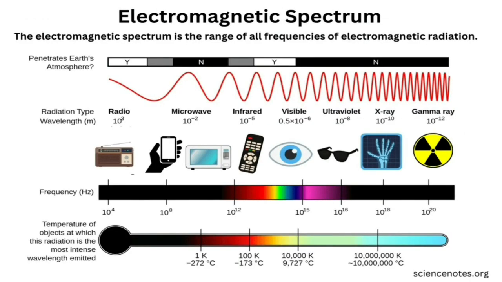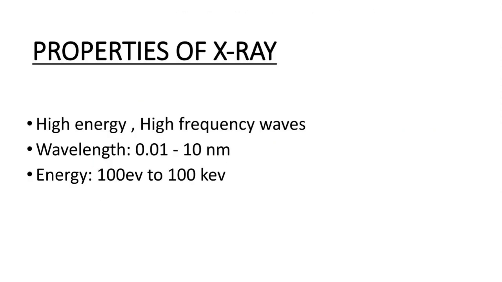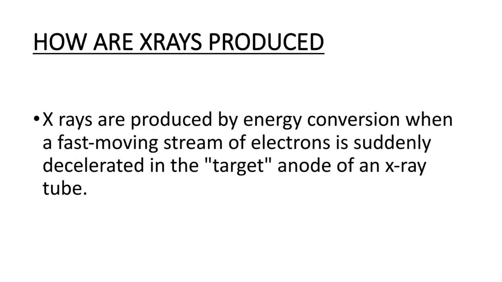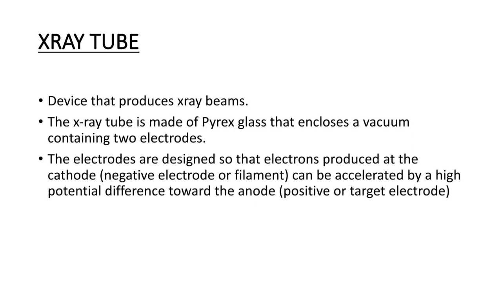X-rays have high energy and high frequency with wavelength in the range of 0.01 to 10 nanometer. X-rays are produced by energy conversion when a fast-moving stream of electrons is suddenly decelerated in the target anode of an X-ray tube. X-ray tube is a device used to produce X-ray beams.